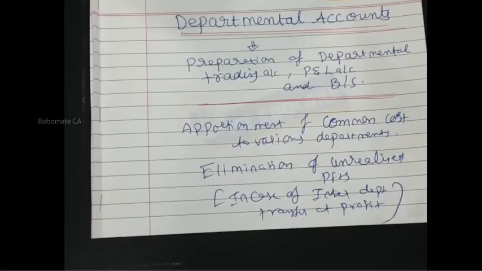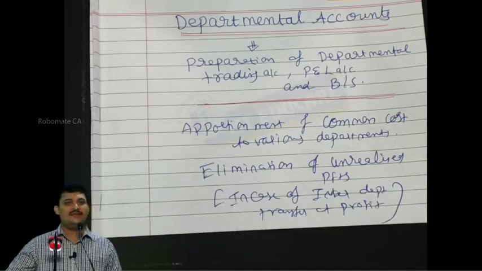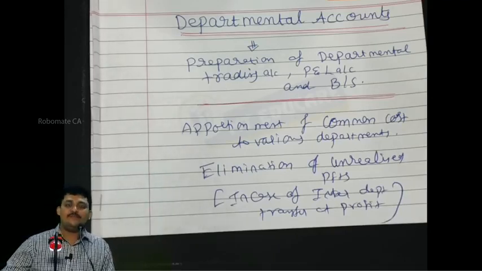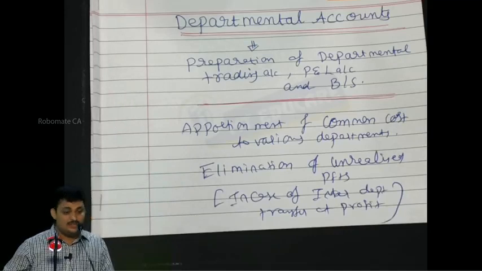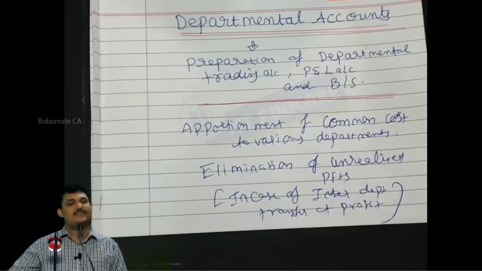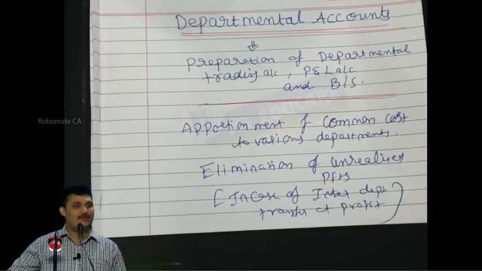In this chapter we prepare financial statements, that is final accounts of departments, which involves trading account, P&L and balance sheet of the departments. The need for preparing departmental trading and P&L is to find out the departmental profits and losses. The need for finding departmental profits and losses is to evaluate the performance of the management of the department as well as taking key decisions such as whether to continue the department or not.